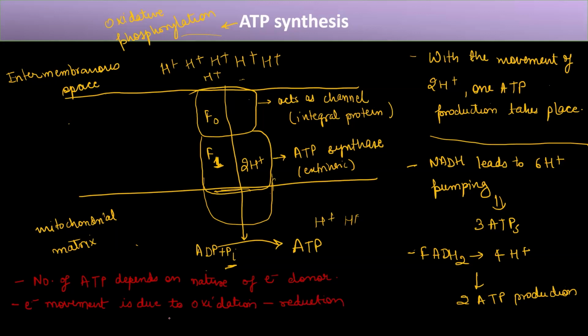While in the case of photosynthesis, what was it? In photosynthesis, the movement was due to light. So here, no light is involved. Here, it is simply oxidation reduction. While in photosynthesis, it was due to light. So with this, we have completed this chapter, that is respiration in plants.